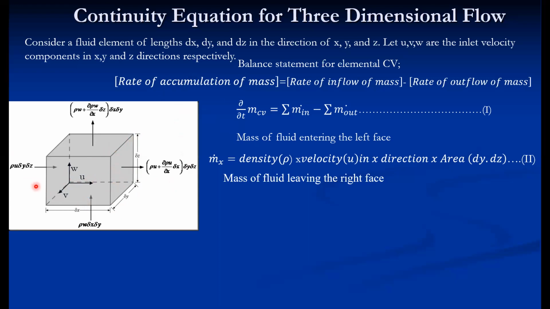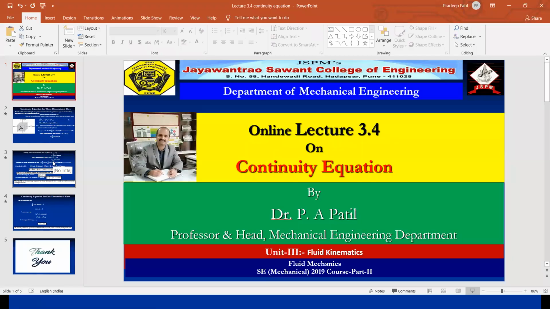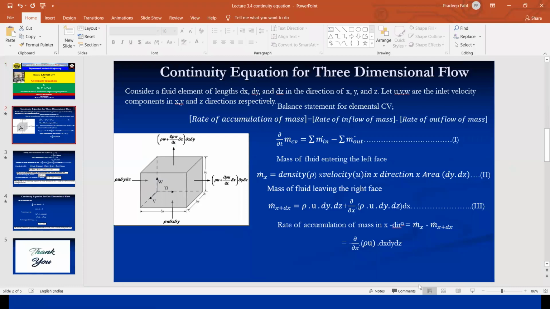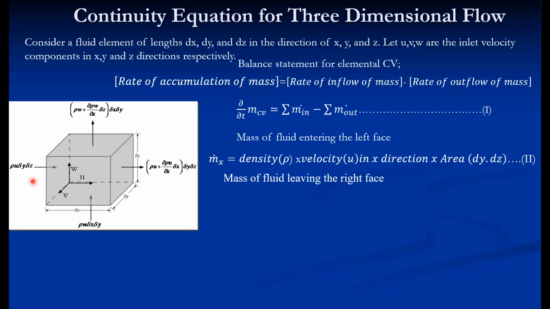Obviously, as per the convention, we consider the mass continuously increases along x. So that incremental change we can calculate: the mass leaving the control volume along the x direction is greater than the mass entering the control volume from the left face by this amount. And this incremental change is calculated by using Taylor's expression. Taylor's expression tells that f of x plus dx is equal to f of x plus f dash of x into distance dx.